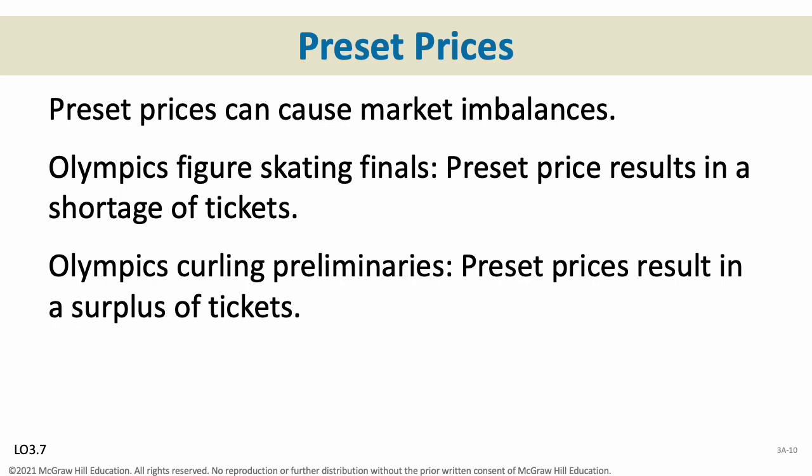But something like the initial round of curling, I don't know if any of you guys are fans of curling, but that's when they use the brooms and the big stones on ice. Curling's pretty boring, and as a consequence, preset prices would result in a big surplus of tickets. No one would want to pay the preset price there. So when it comes to preset prices, you wind up in a situation where you can have tickets priced too high, so you have surpluses, and tickets priced too low, where you'll have shortages.